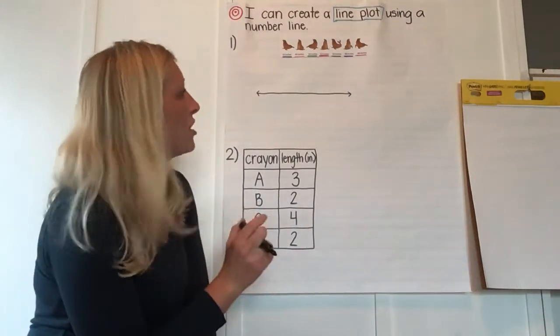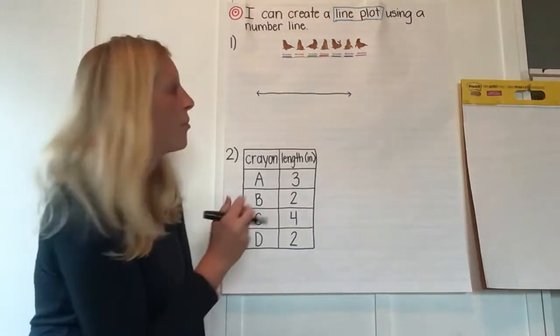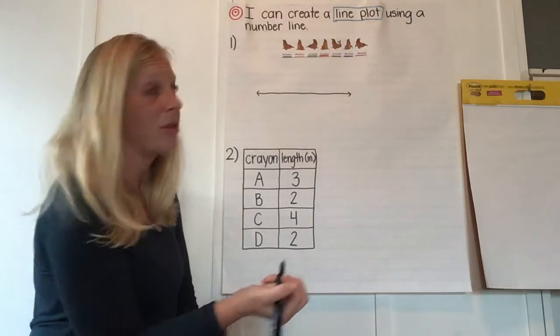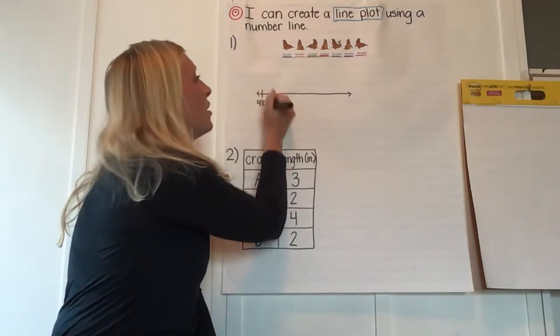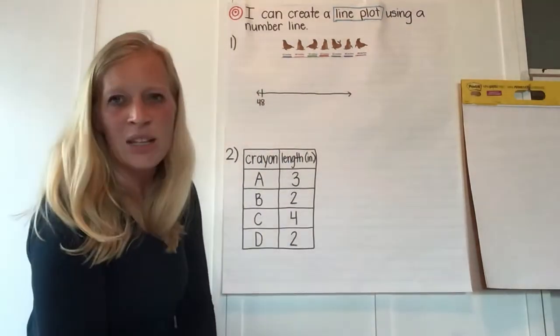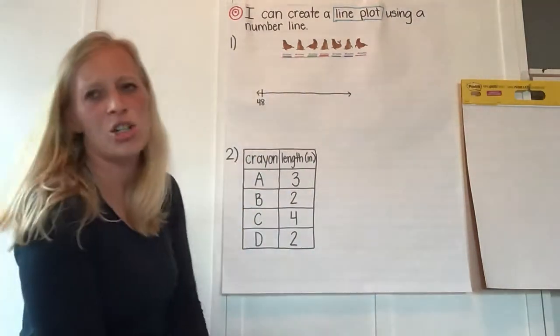So I want you to pay close attention to what I'm putting on our number line or on our line plot for this task. My first number is going to be a 48. Why do you think I did a 48? What does that have to do with our data or our information up here?